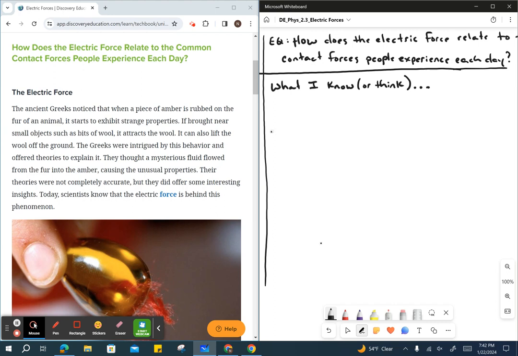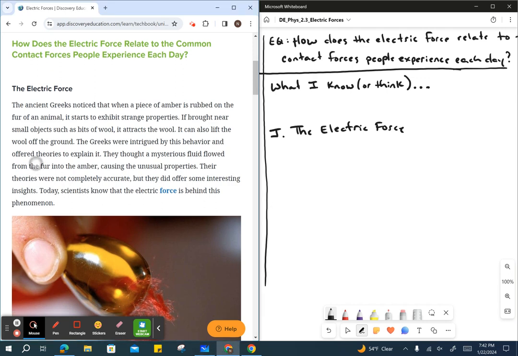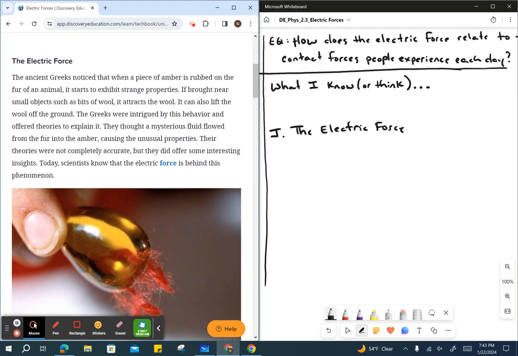So, Roman number 1, we can see here the electric force. And they kind of go into this example of the Greeks rubbing some amber, which you guys know is tree sap, right? And sometimes we see fossilized insects and things that are trapped inside this tree sap. It hardens, it becomes a fossil, right? And a lot of times people enjoy amber as a jewelry as well. It's very light and very attractive.